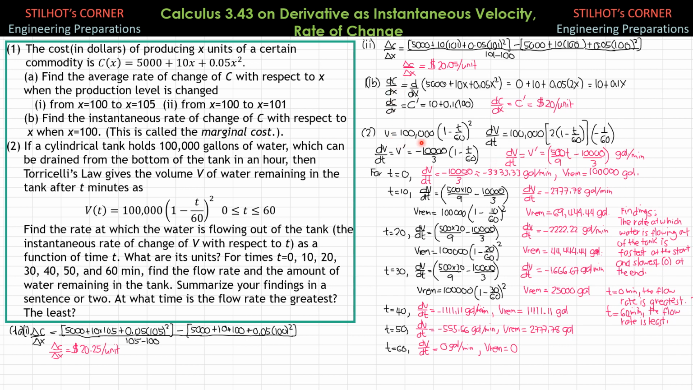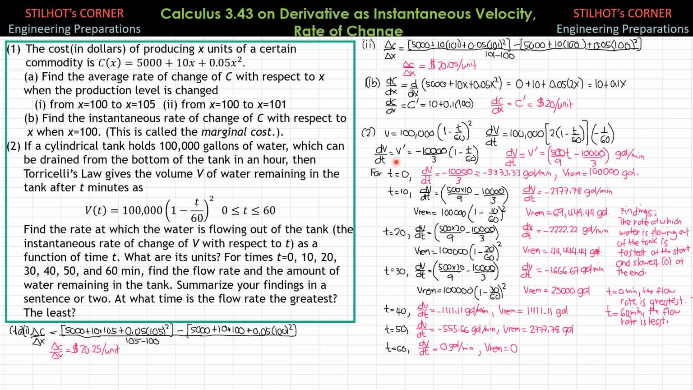So volume is 100,000 times quantity 1 minus t over 60, squared. So for the rate of change, we differentiate this. Constant, copy, then this is the derivative of u squared. Imagine this is u squared, where 1 minus t over 60 is u. So power formula: 2 times quantity 1 minus t over 60 raised to 1. Then the derivative of 1 minus t over 60: of course, 0 for 1, then negative 1 over 60 for negative t over 60.